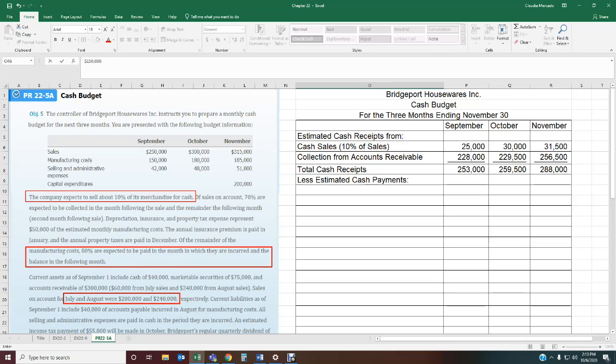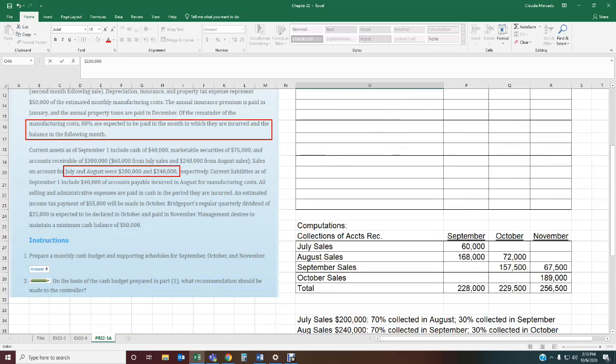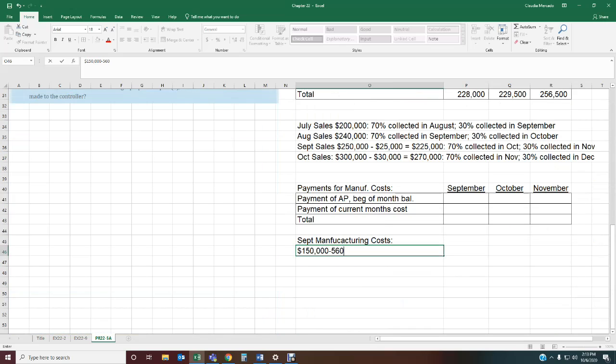They're telling you that $50,000 of it is for depreciation, insurance, and property tax expense. We're going to deduct those $50,000 because those are not going to get paid this month. Those are going to get paid in January and in December. And we're only interested in knowing what we are going to pay with cash in September. So I'm going to deduct those $50,000 from my calculation. So 150,000 minus 50,000 gives me $100,000.